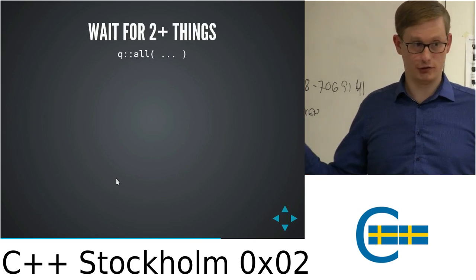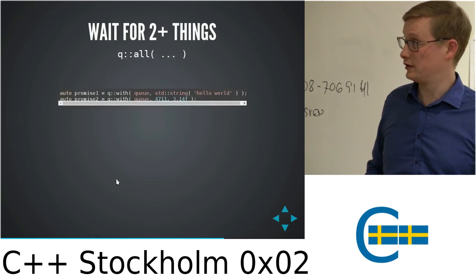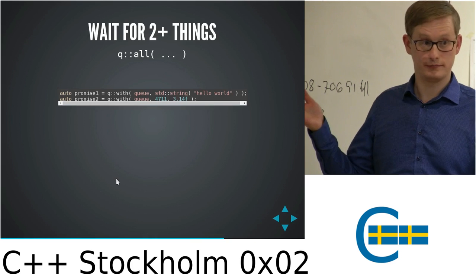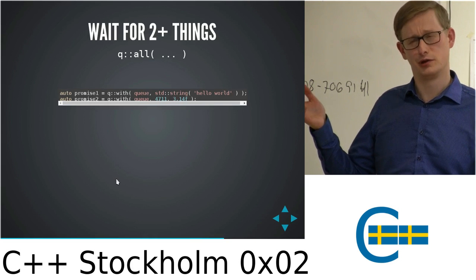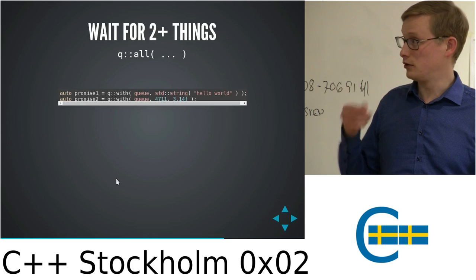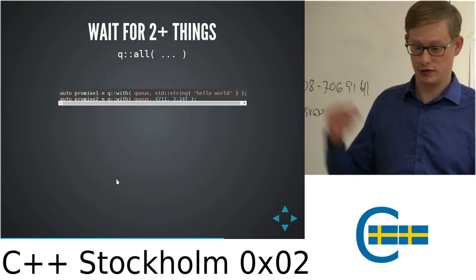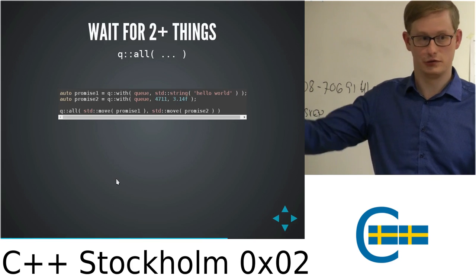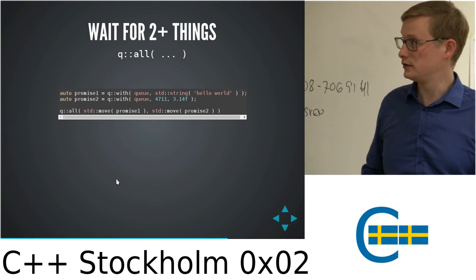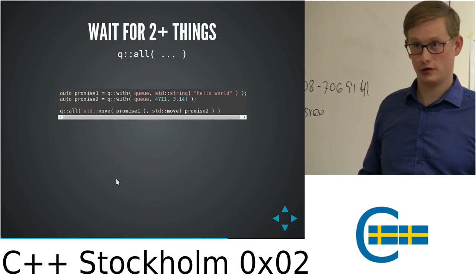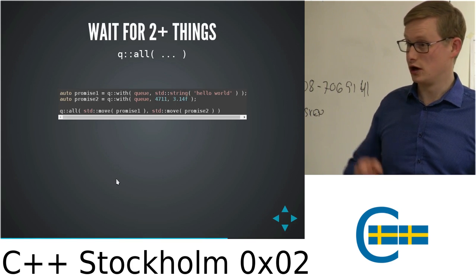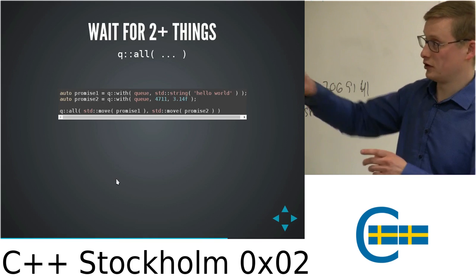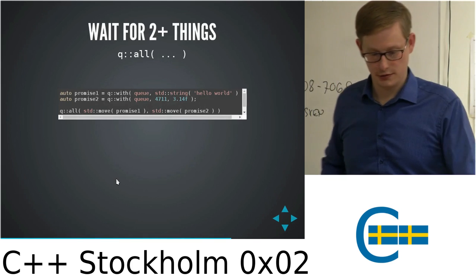So let's say we have two promises. I'm going to create two promises just for fun. We create one promise, which will be a string, and we create a promise which will be two things, an integer and a floating point. We move them into Q all, which is a function call. And what does Q all return? It returns a promise of the individual promise arguments of these promises.